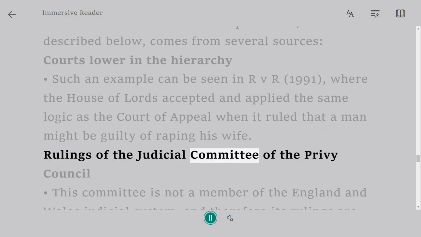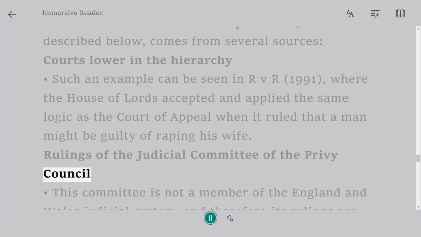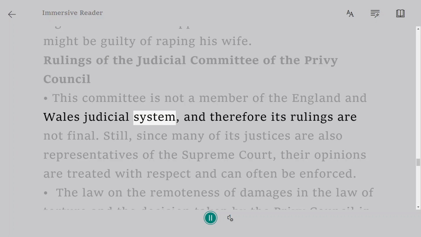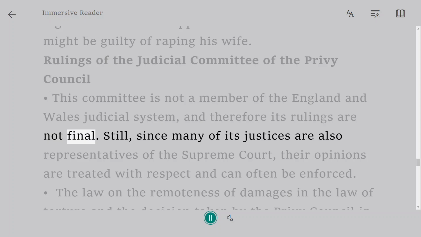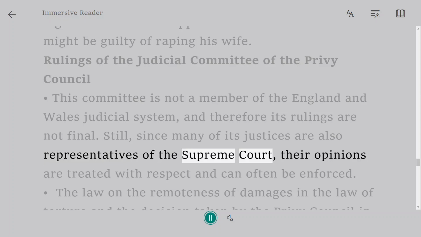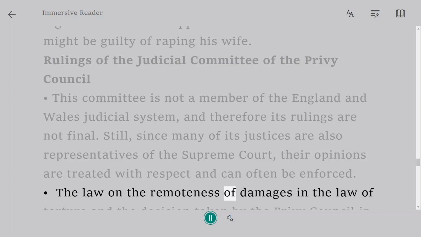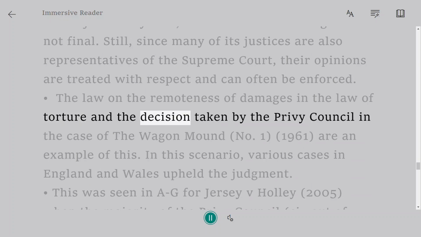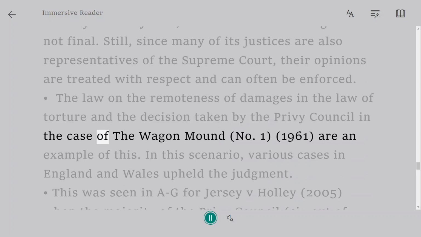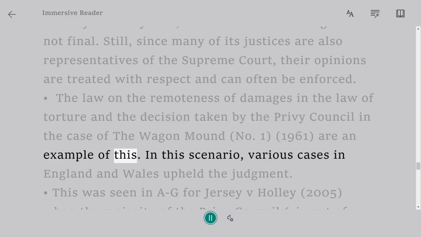Second, rulings of the Judicial Committee of the Privy Council. This committee is not part of the England and Wales judicial system, and therefore its rulings are not binding. Still, since many of its judges are also justices of the Supreme Court, their opinions are treated with respect and can often be followed. The law on the remoteness of damage in the law of tort and the decision taken by the Privy Council in the case of The Wagon Mound, No. 1, 1961, are an example of this.